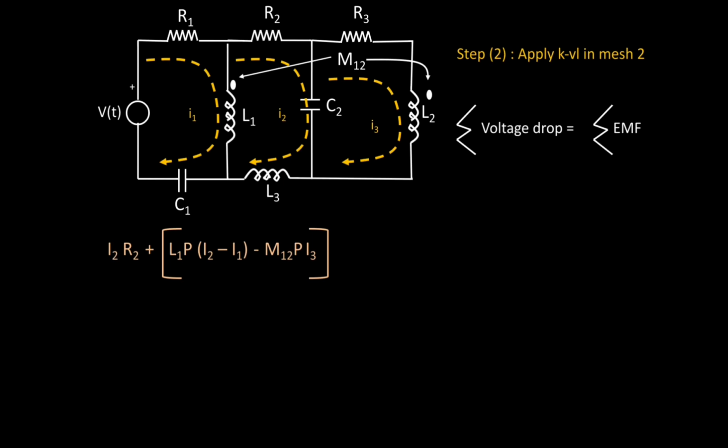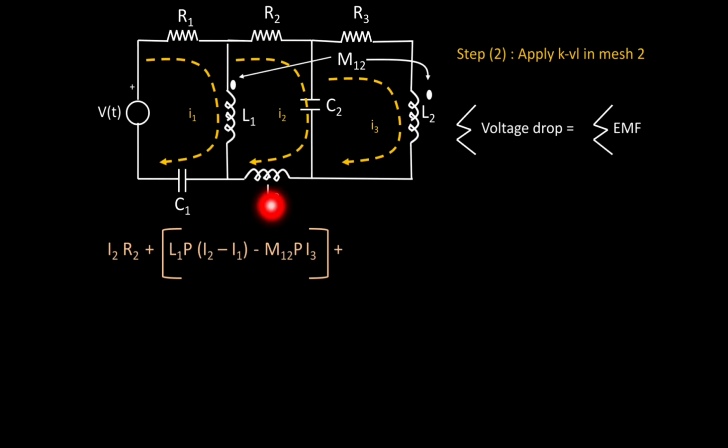So we will close the big bracket now. This is the voltage drop because of self inductance, and this is the voltage drop because of mutual inductance, and the sign is negative according to the dot convention. So we have written the voltage drop equation for R2 and L1. Now we have L3, so we will put a plus sign. What will be the voltage drop equation for this L3?